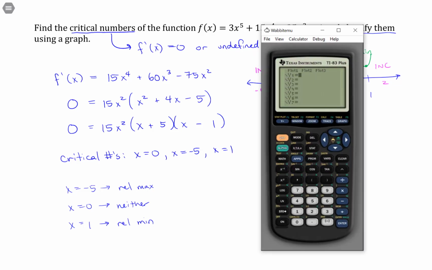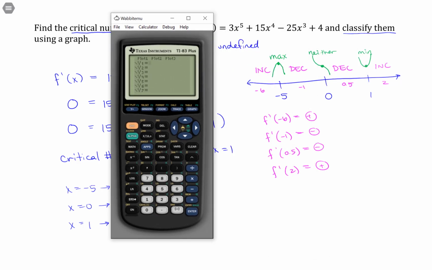So if you did want to see why we end up with a neither here, you could look at the graph, but make sure you go and put the original function back in. So that would be 3x to the 5th plus 15x to the 4th minus 25x cubed plus 4. And when we graph now, oh, my scale's kind of crazy, but you can kind of see right in this region is where something's happening. So I tell you what, I'll just zoom in on that region. I'll do a zoom box.